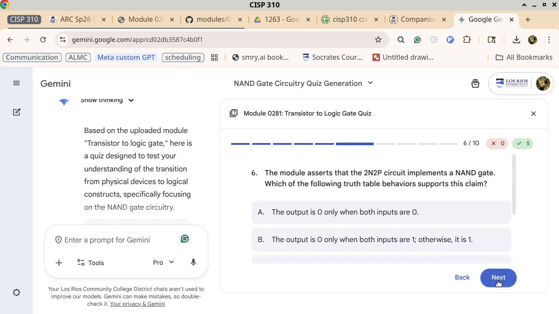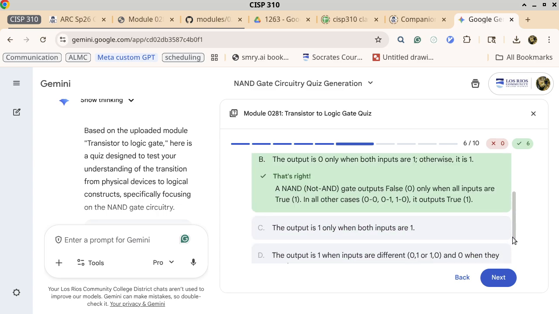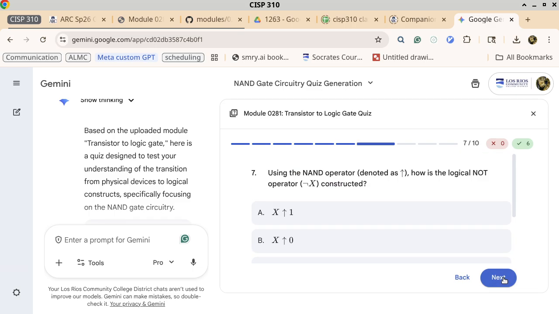I'm quite enjoying this little quiz that the AI is generating. The module asserts that the 2N2P circuit implements a NAND gate. Which of the following truth table behaviors support this claim? The output is 0 only when both inputs are 0. Nope, that's a regular AND gate. The output is a 0 when both inputs are 1s, otherwise it is a 1. Okay, I think that's the answer right there. I didn't even have to look at the other two.